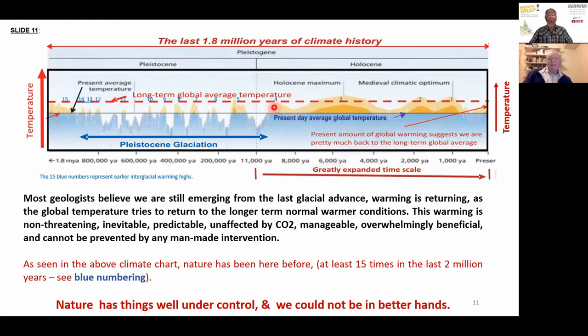Yeah, we did thrive. Each of these peaks is where humanity and civilization prospered because life was easier. It wasn't so much of a struggle. Crops grew better. We were warmer. We didn't have to be concerned about freezing to death in the winter and getting enough food to survive. Those warmer climates allowed us to flourish. Now, these have been going on, at least these numbered ones here, about 15 times. And life as we know it has survived remarkably well.